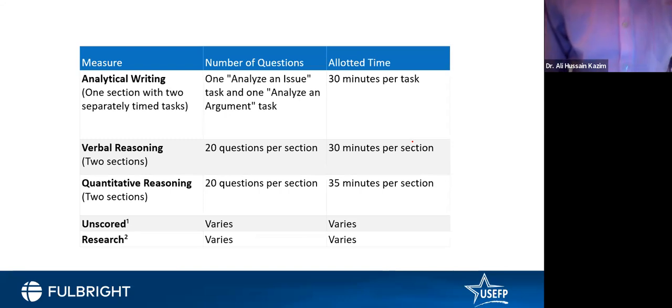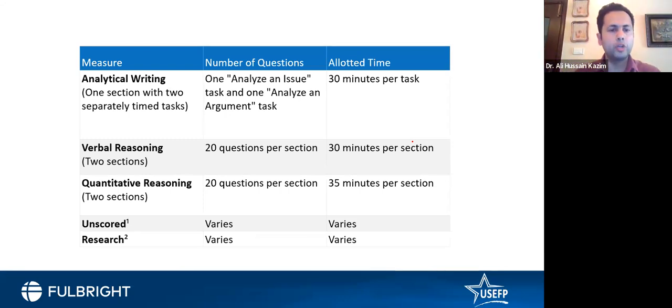One section will not count towards the final score, but you will not know whether it will count or not, because it would not be marked as unscored. So you should attempt every question, every section, as if it will count towards your final score. If you are very unlucky, you might get another section called the research section. That would be labeled, but attempt every section as if it will count towards the final score.